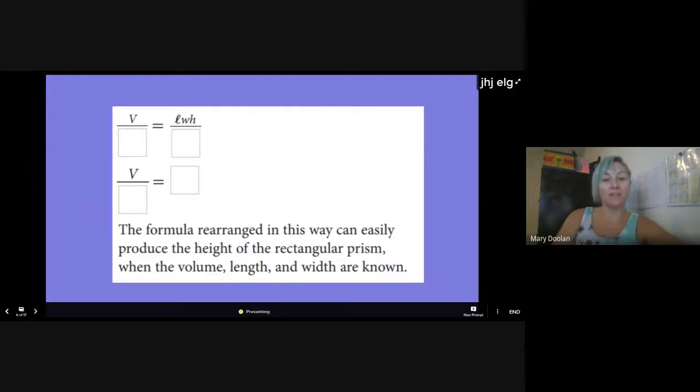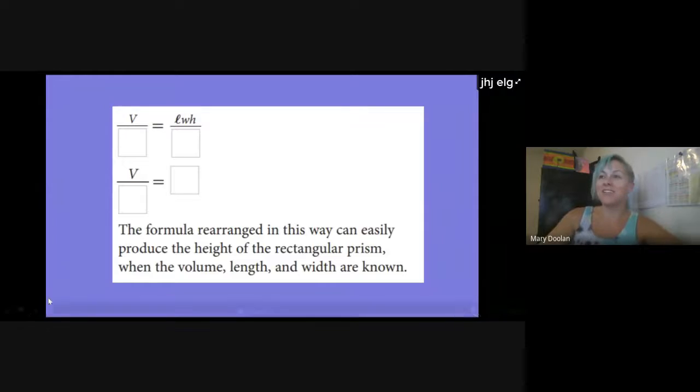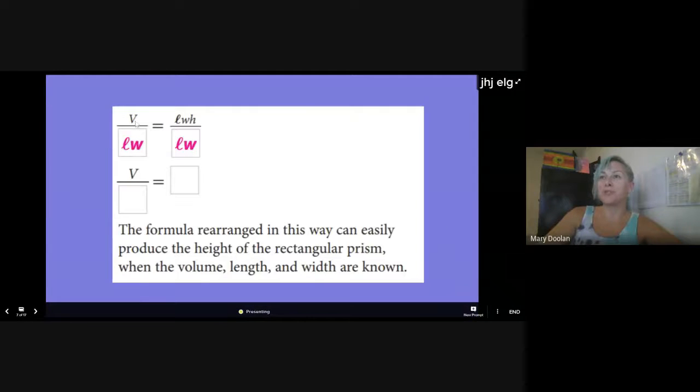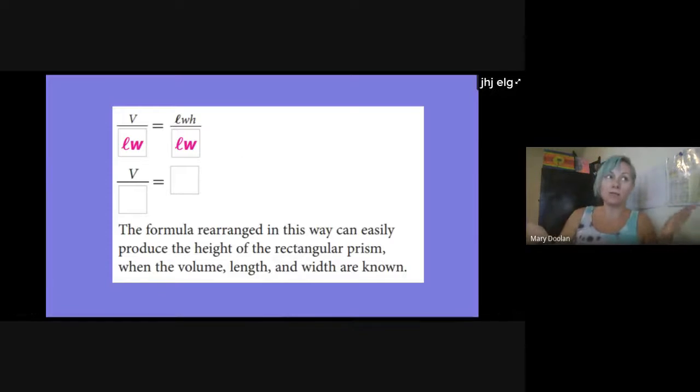So we're going to do that now. We're going to use division, and we're going to divide both sides of our literal equation, the mathematical formula for volume, by length times width. It's the same exact thing on both sides, because when you work with an equation and you do something to one side, you have to do the exact same thing to the other side. It keeps it balanced so the value doesn't get messed up.